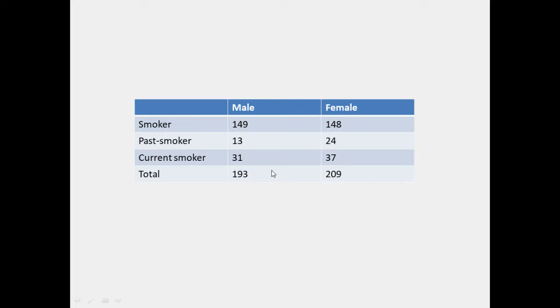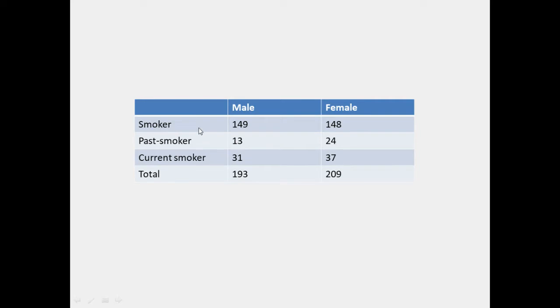So here is another example. Here you have 193 males and here you have 209 females. Out of these 193 males, I want to know the proportion of smokers. Out of these 193 males, how many were past smokers? So the proportion of past smokers, then the proportion of current smokers.